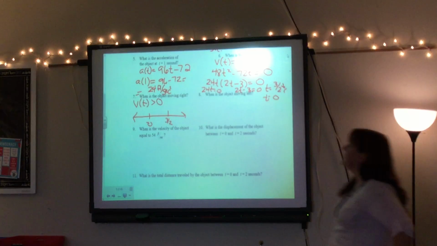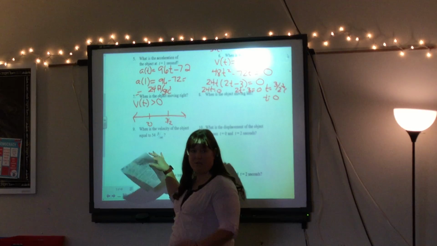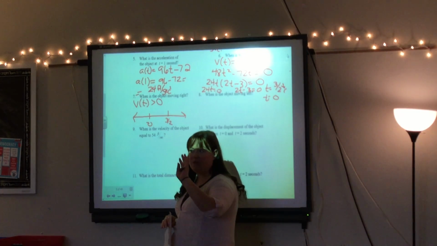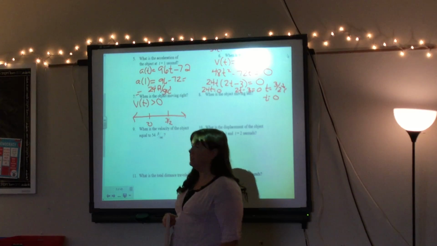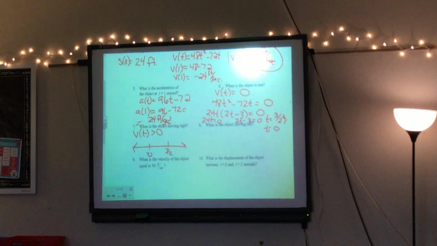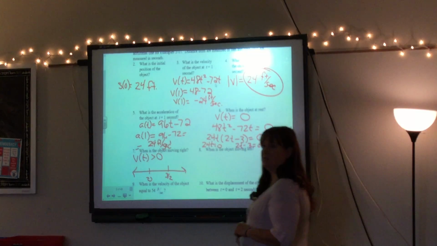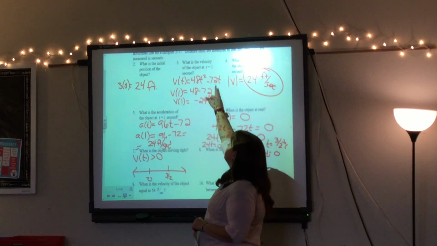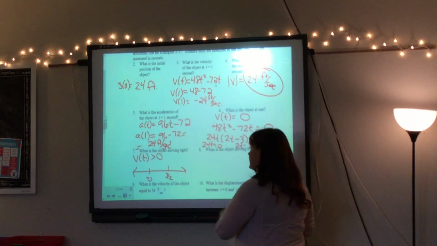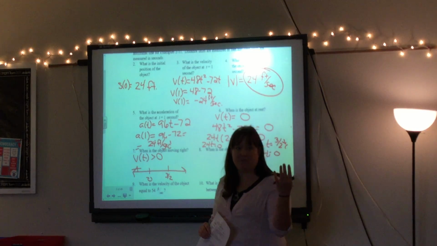So when time equals 0, what is our velocity before then? Let's look at our velocity function. Our velocity function is this one, right? So let's plug in like -1 to that, and what happens? It becomes positive: 48 plus 72, so it's positive. So when we plug in negative values into our velocity function, it's positive.